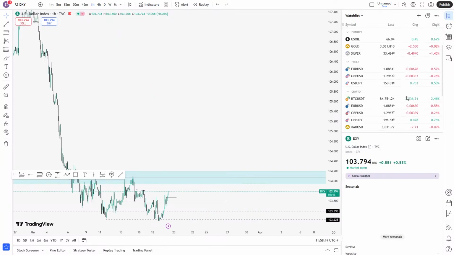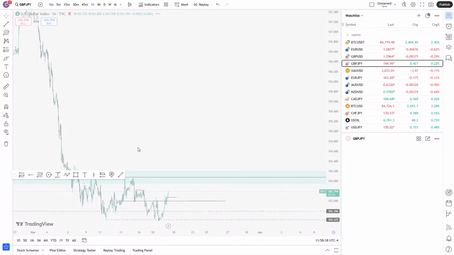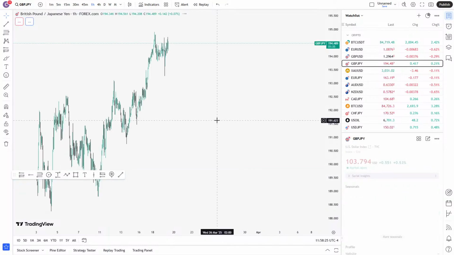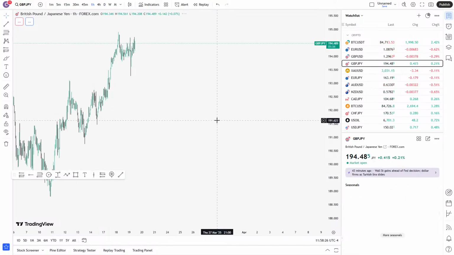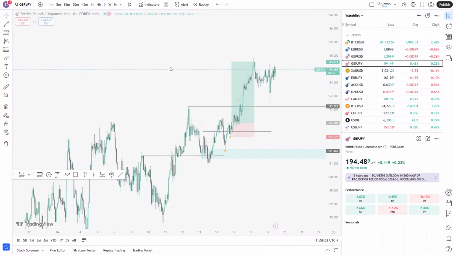Let's quickly take a look into the GBP JPY. Like we projected during the week, we anticipated price to draw into the buy side liquidity residing above, and of course we caught our first trade, which delivered into the take profit.